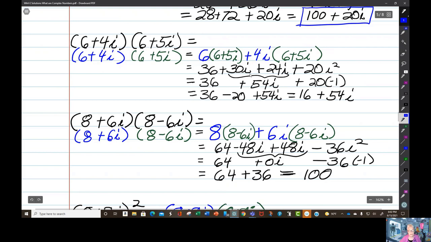squared. 30i plus 24i is 54i. So I have 36 plus 54i plus 20 times i squared, which is 20 times negative 1, which will end up being minus 20. So I'll combine 36 minus 20, which is 16, plus 54i. And that's what I would write in the answer box.